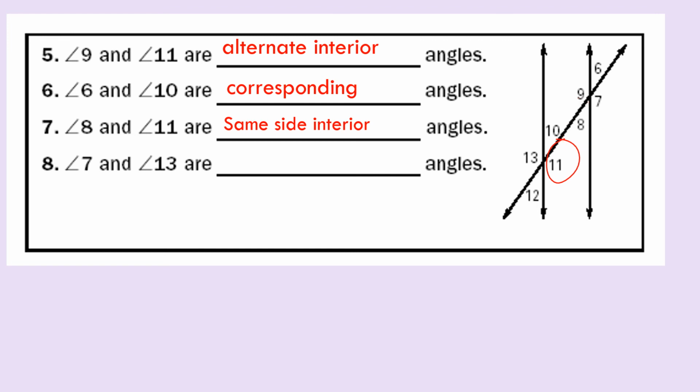And then angle 7 and angle 13 are exterior angles, and they are, oh my gosh, I just lost, alternate. They're on opposite sides of the transversal, so alternate exterior angles.